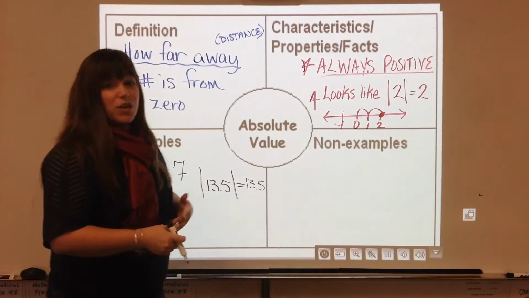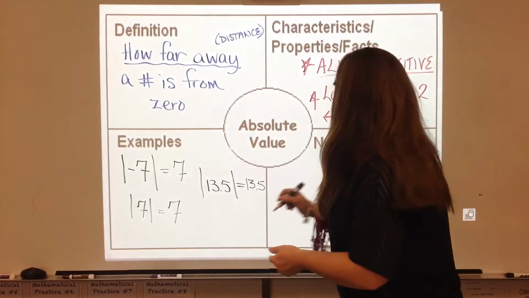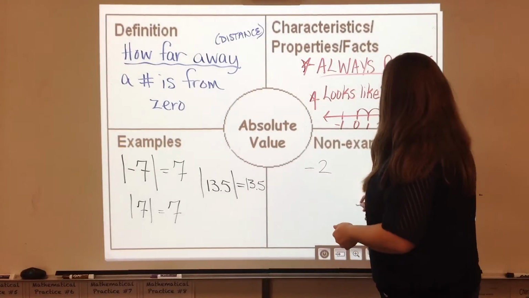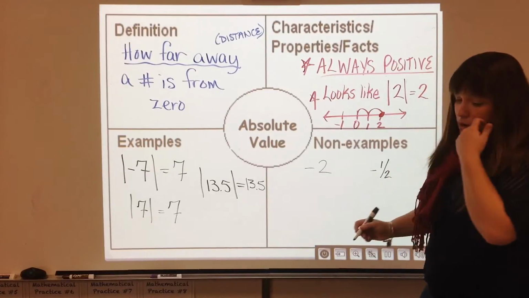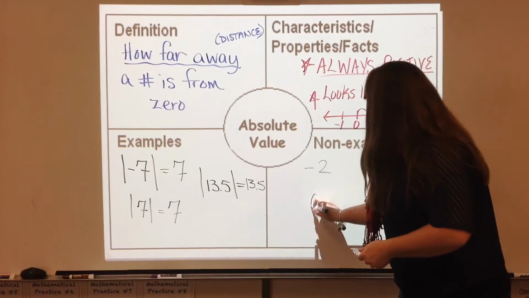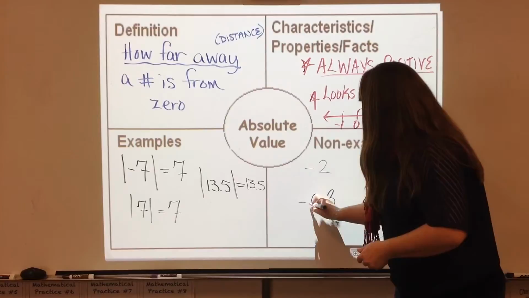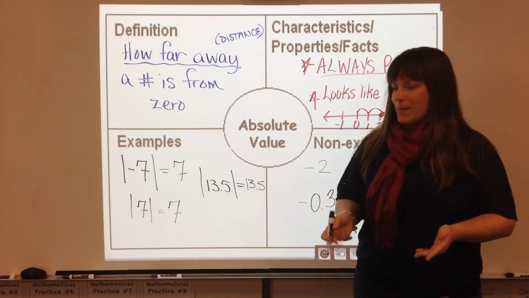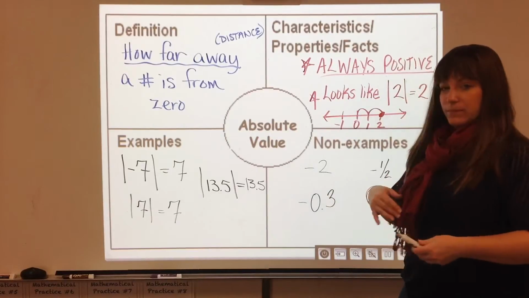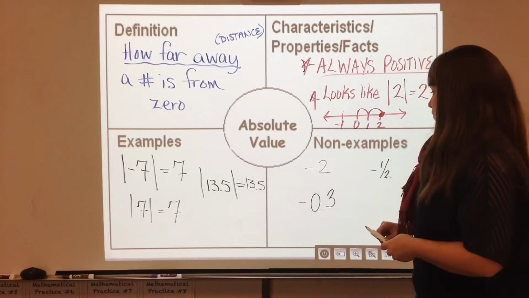Some non-examples are any negative number that you might see. So you might see -2, you might see -0.5, or a decimal like 0.3 that's negative. So any negative number, you know automatically you're not dealing with absolute value if this is an answer. Can't be an absolute value.